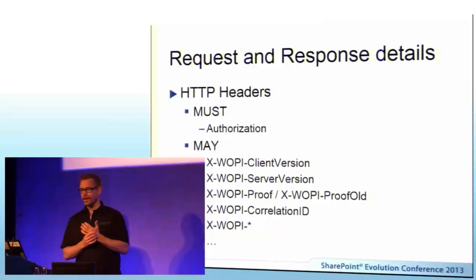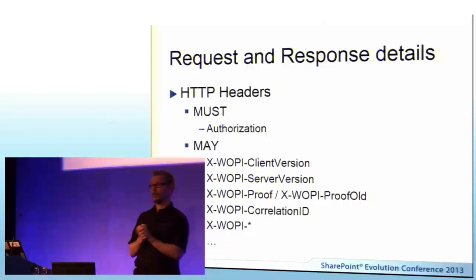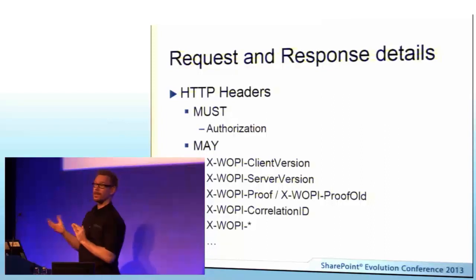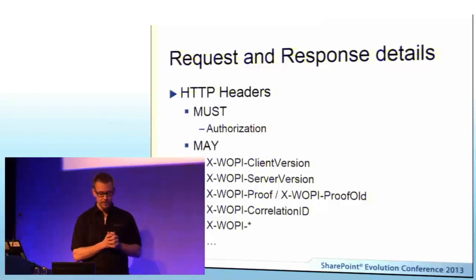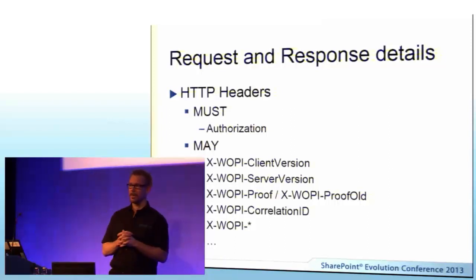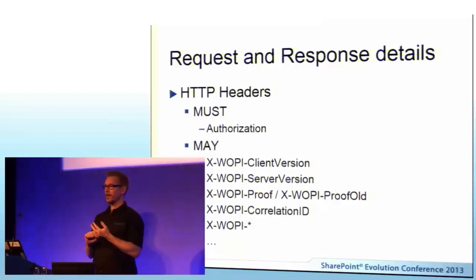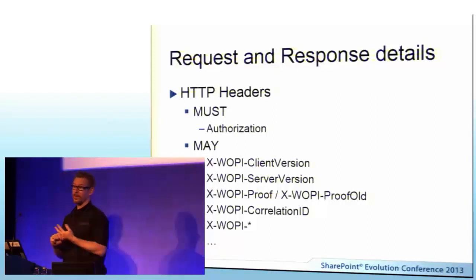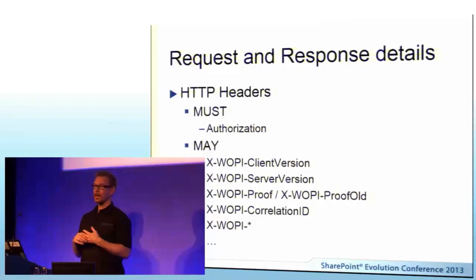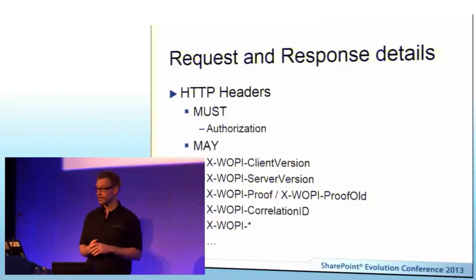Then we have a lot of HTTP headers that are sent back and forth. First of all, you must have an authorization header, and that is this access token, so you can authorize with the WOPI server. Because you are not allowed to have any authentication on your WOPI client. It cannot use NTLM or Kerberos or whatever. You are not allowed to. It has to be anonymous. And the same thing goes for these WOPI endpoints.